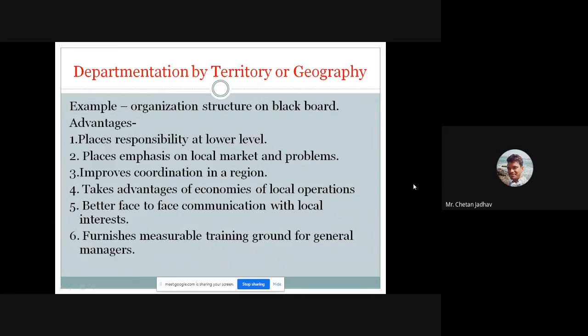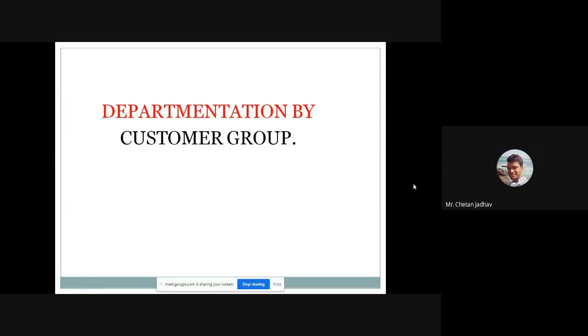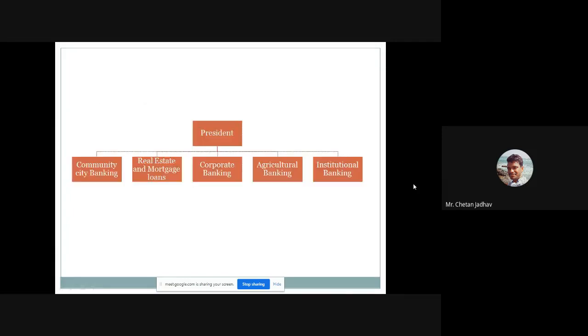So like this way we can achieve n number of advantages throughout this territory and geography departmentation-wise. Okay, so next group is departmentation by customer group. So already we have discussed different examples. So this is one of the examples where we can divide and make a different departmentation.